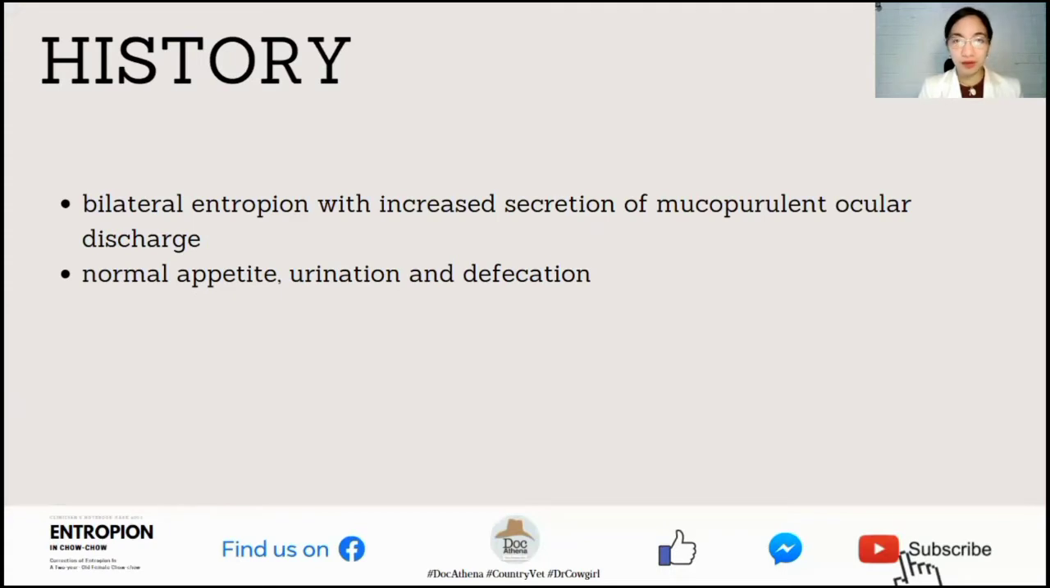For the subjective part of our medical record, this is the history. Patient had a bilateral entropion with increased secretion of mucopurulent ocular discharge. Other than that, the patient had a normal appetite, urination, and defecation, or EDUD normal.